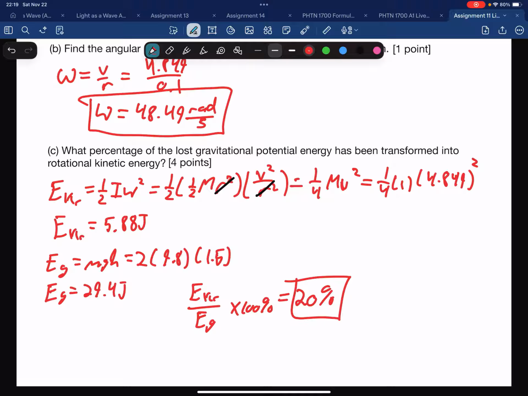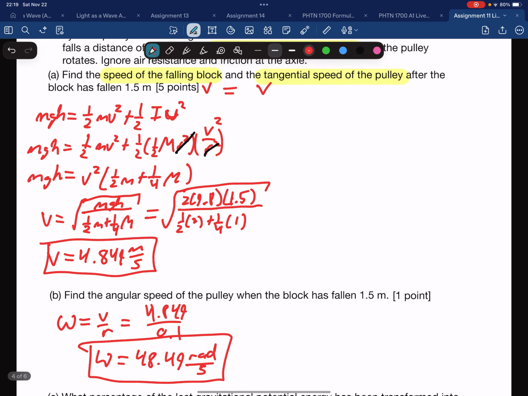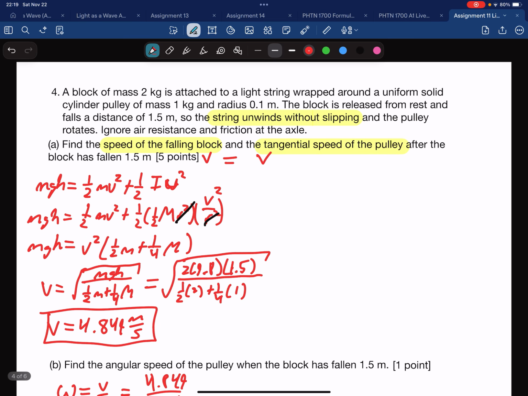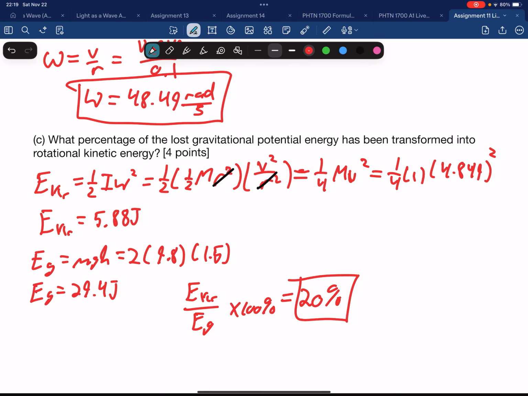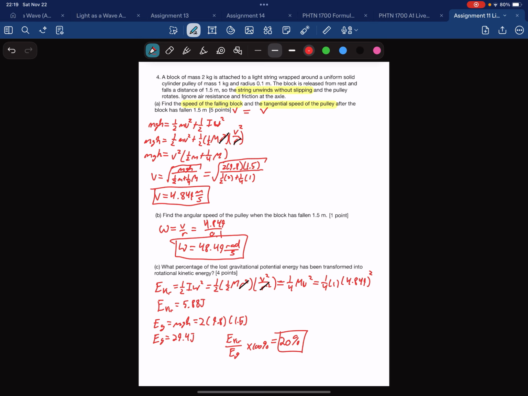The other 80% has likely mostly gone into the translational kinetic energy, and some of it could have been lost to friction or heat or anything like that. In the ideal world, we're told to ignore air resistance and friction at the axle. So assuming that this is perfect, this calculation, then 20% of the energy will be transformed to rotational kinetic energy, and 80% will go to translational kinetic energy of the block. So that was question 4.